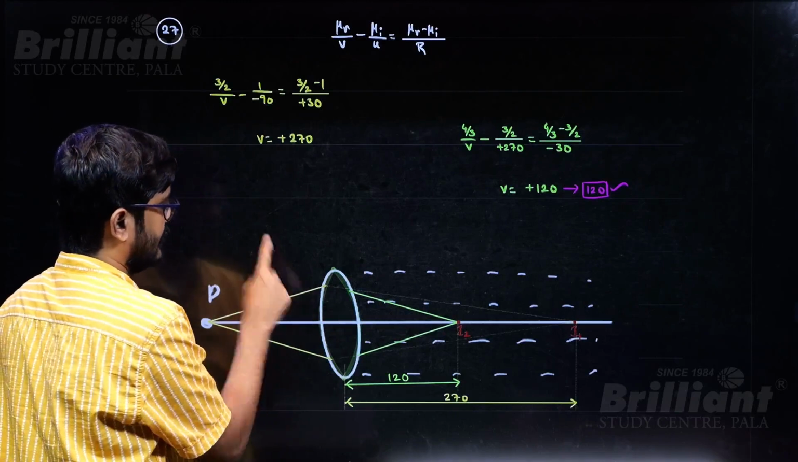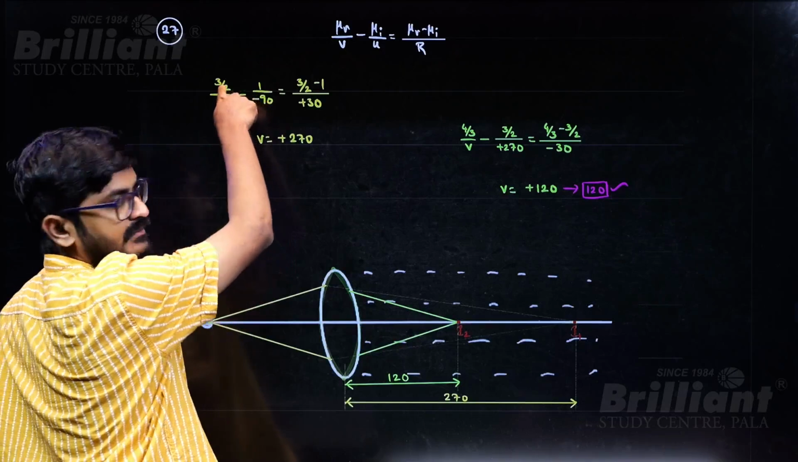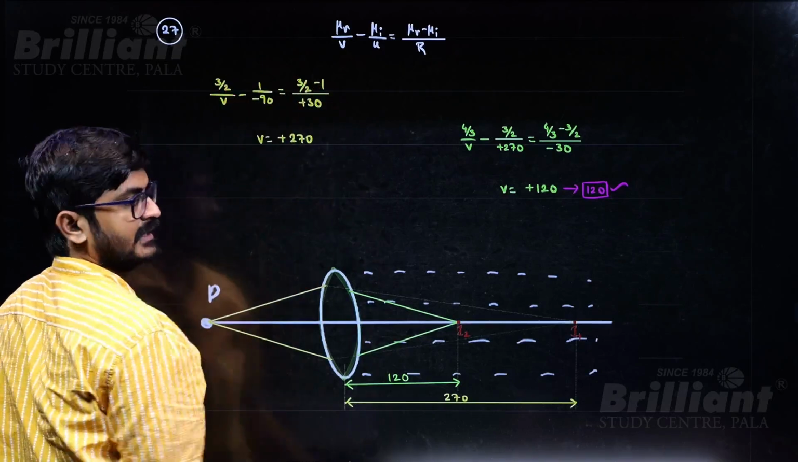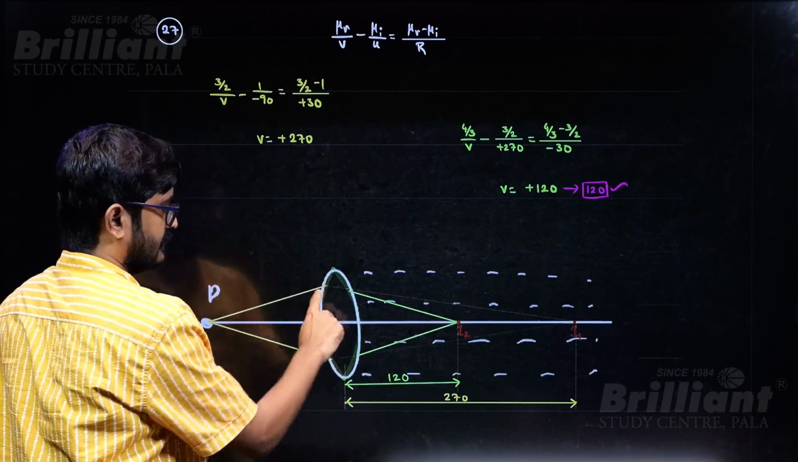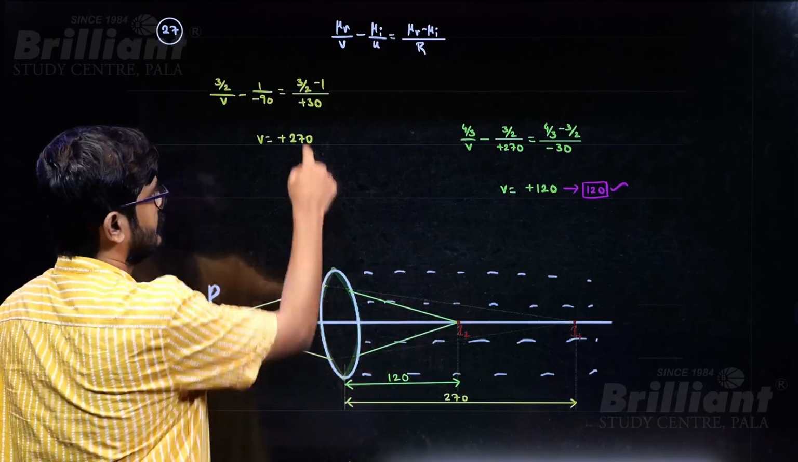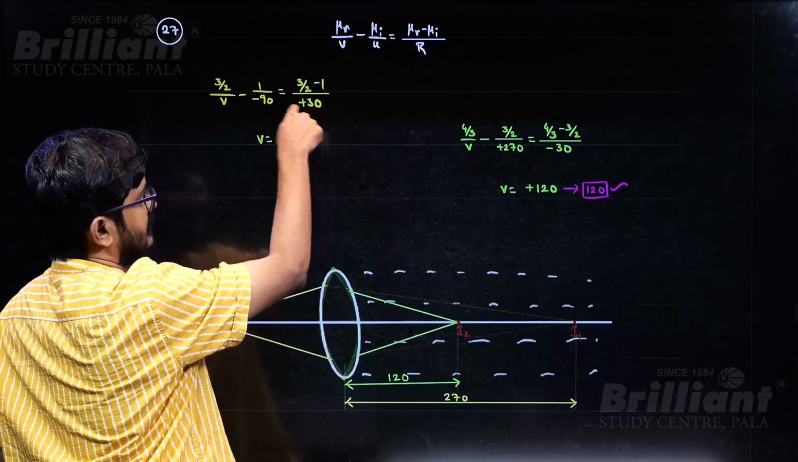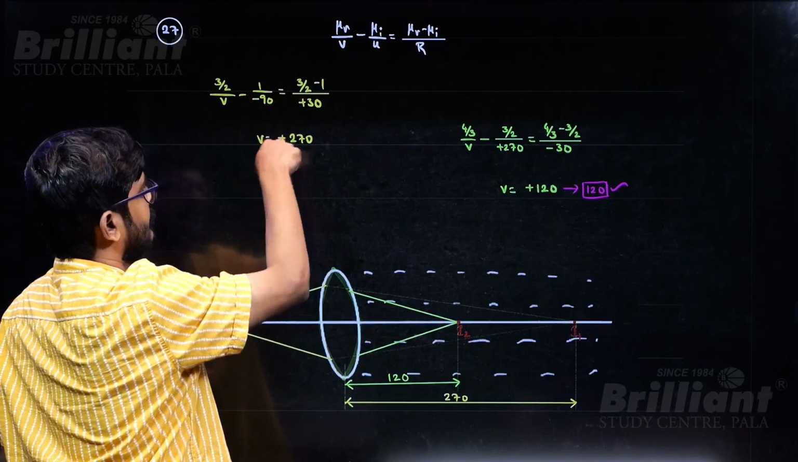Now the incident ray medium is 1, refracted ray medium is 3/2, so 3/2 minus 1 you will be getting. Now for the radius of curvature: this is a part of a sphere whose center is on that side, so the radius of curvature is positive and I asked you to take it as 30. So, with refracted ray medium, incident ray medium, radius of curvature and object distance, from here you will get image distance 270.